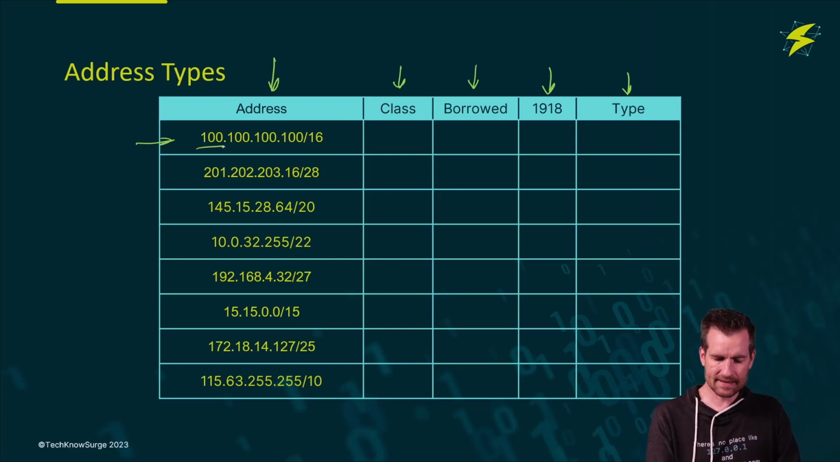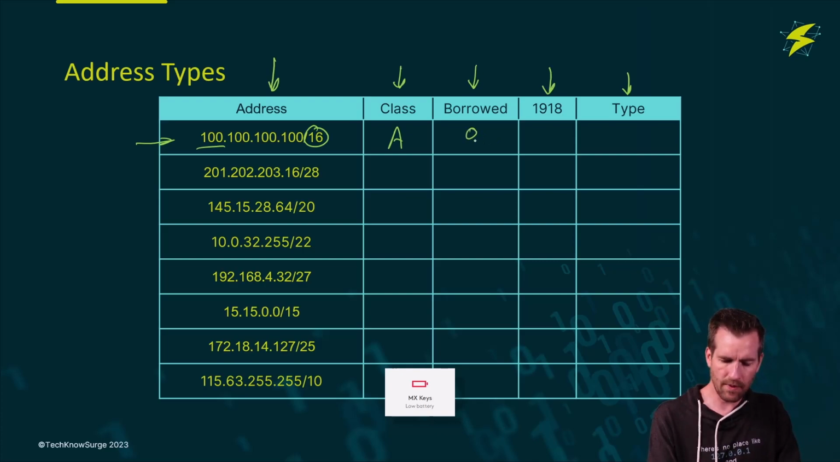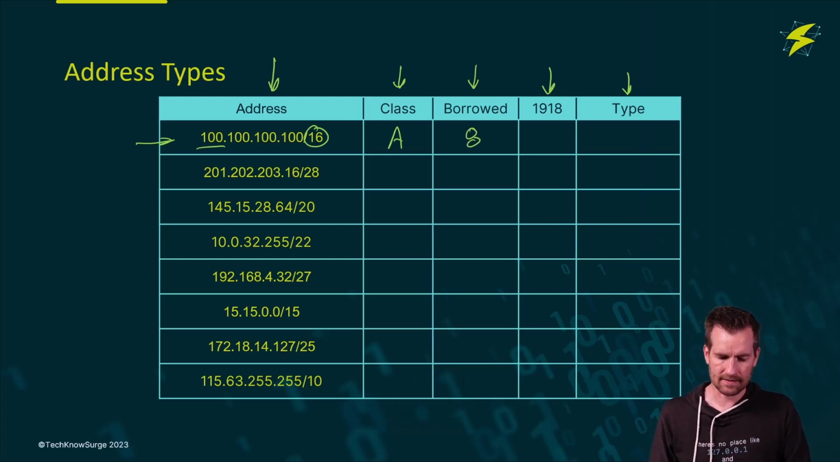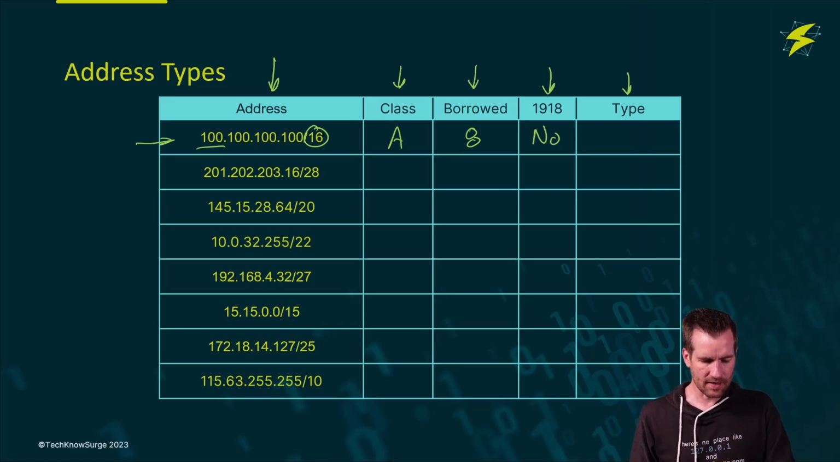The first octet tells us it's a class A, which should be a /8. We see that it's a /16, so we've borrowed 8 bits with this. All right, is it a 1918? No, it's not a private address. All right, what type of address is it?